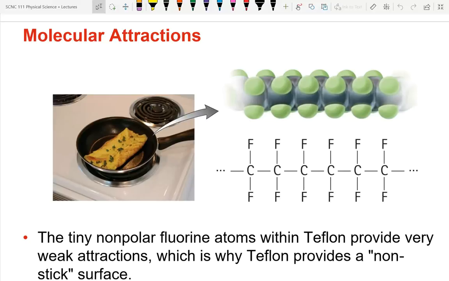Compare that to something like Saran wrap. Saran wrap, I believe it's induced dipole. It says in your textbook. That forms when we bring that to glass. And so that's a type of molecular attraction that holds your little plastic wrap on your dishes.